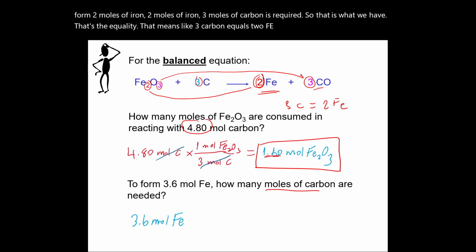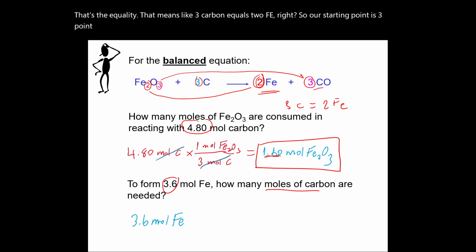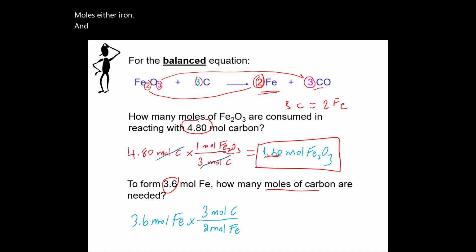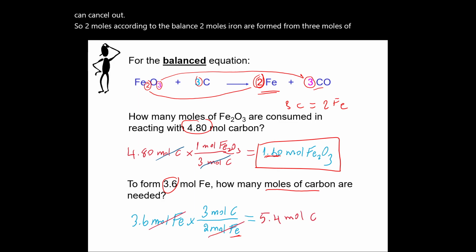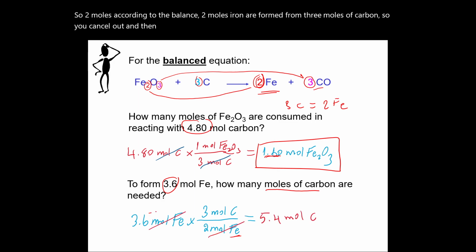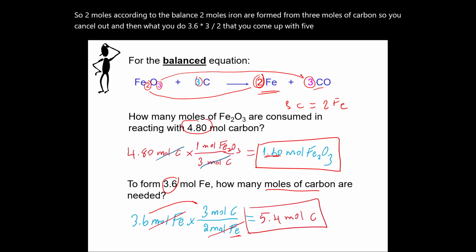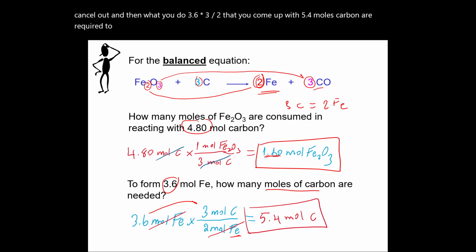So our starting point is 3.6 moles iron, and so the equality here, 3 moles of carbon, iron has to be denominator so that we can cancel out. So 2 moles, according to the balance, 2 moles iron are formed from 3 moles of carbon. So you cancel out, and then what you do, 3.6 times 3 divided by 2, you come up with 5.4 moles carbon are required to form 3.6 moles of iron.